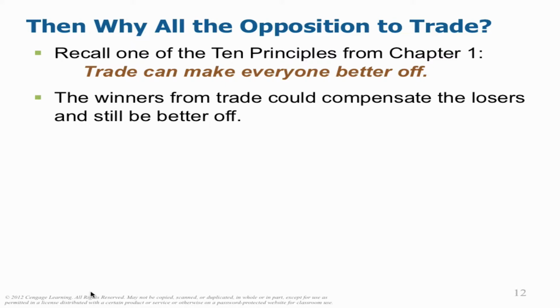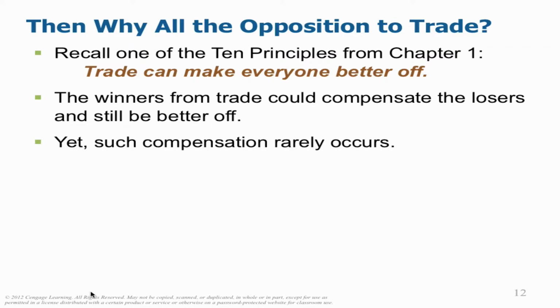Okay, so the winners from trade can pay the losers, which then makes them better off while the winners are still better off. The real world problem is that that doesn't happen. Because then the winner is like, I can be even more better off if I didn't have to do it. Exactly. The winner says I could be even more better off if I didn't make you whole, so forget you.